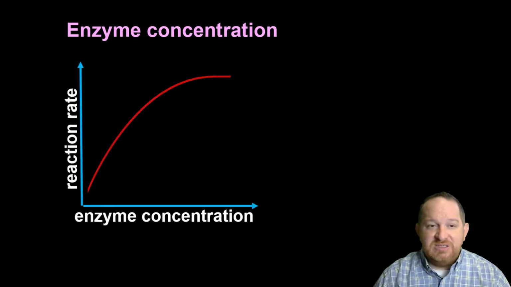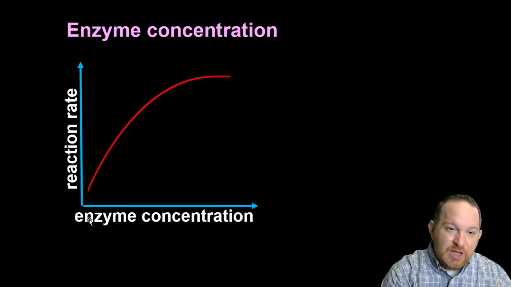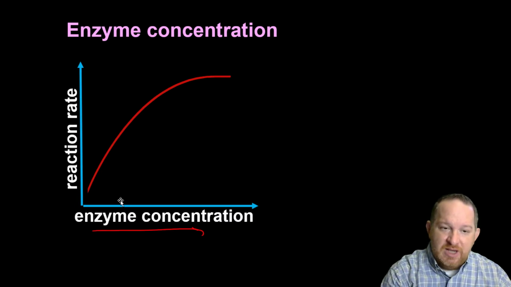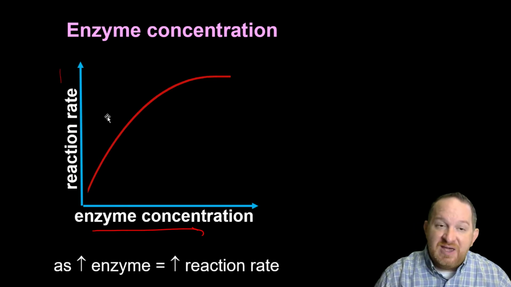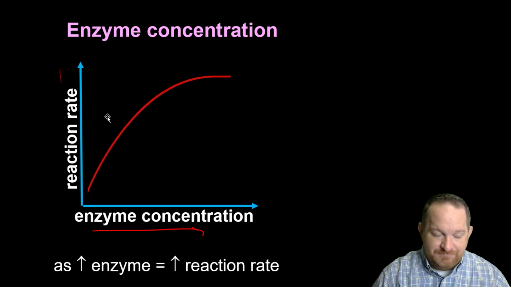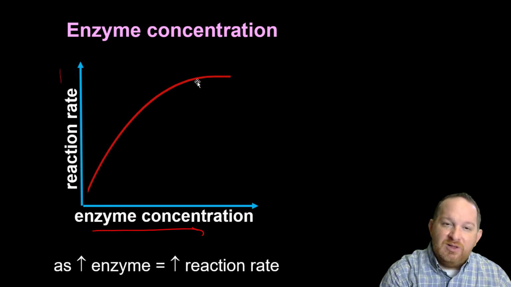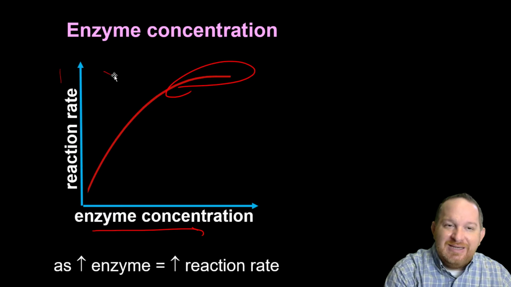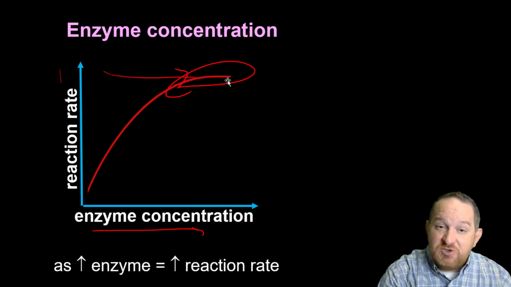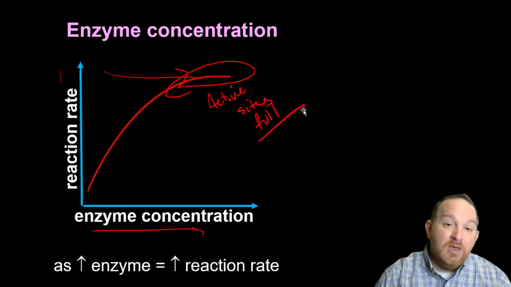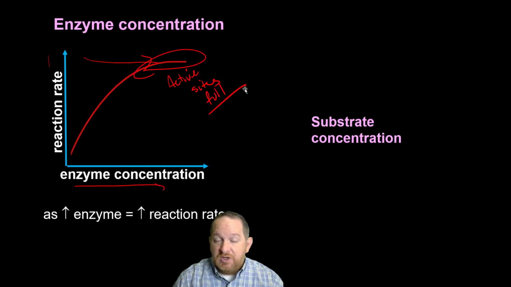So, enzyme concentration, it just makes sense. If the enzyme concentration goes up, the reaction rate goes up. You get more enzymes, you're going to get more reaction. And this is a typical graph of what that would look like. Now notice that it generally is going to level off. And that's normally because we've either run out of substrate to react or all the enzyme active sites are full. Or the substrate concentration has run out too.